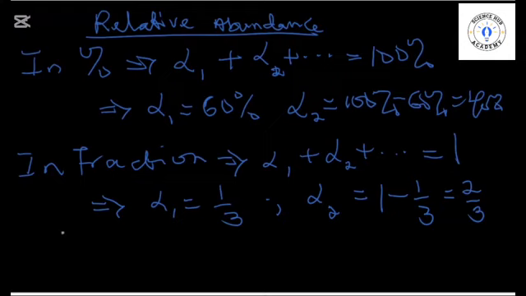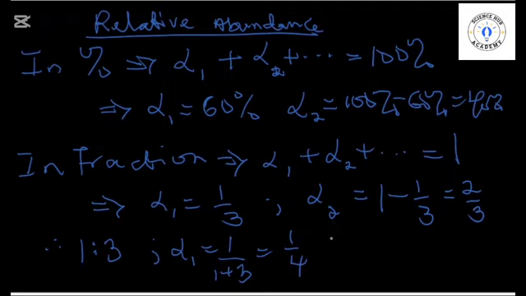Now, if I'm given it in ratio, for example, they say the ratio of existence is 1 to 3, it means that alpha 1 equals 1 over 1 plus 3, which is 1 over 4. And my alpha 2 will be 3 over 1 plus 3, which is 3 over 4. Is that understood?